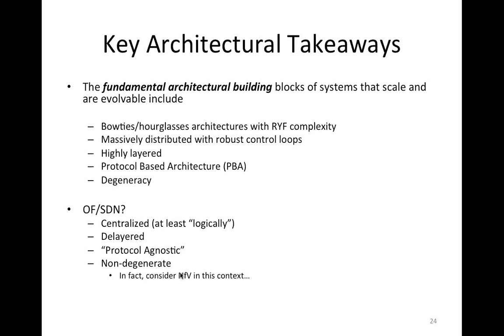Because inside the OpenFlow network, there's no protocol stack. It's all flat. It's protocol agnostic, which sounds good, but in a way, it's not good. And it's not degenerate. And in fact, if you think about things like network function virtualization, which is a standards activity that was spun up by 20 of the carriers over in ETSI, it's actually further specializing components, which really causes the network to become more brittle and harder to evolve.